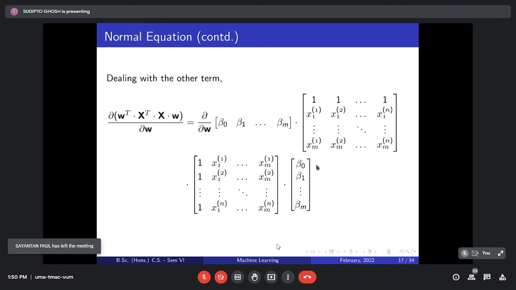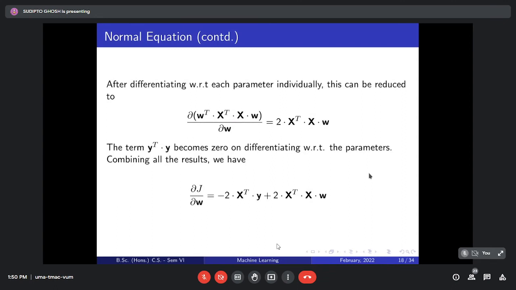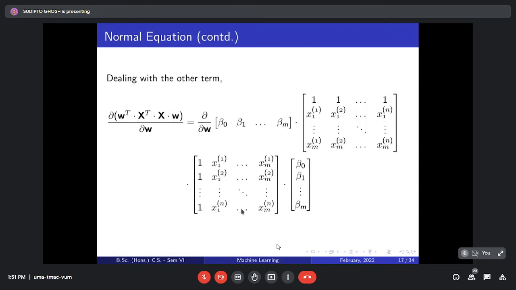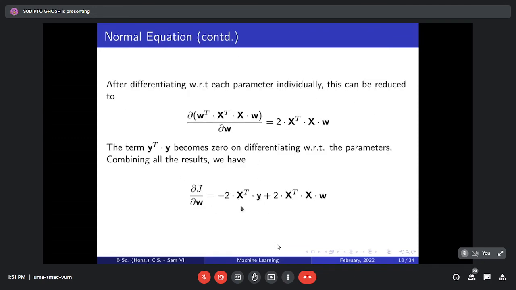Then there is another term for our partial derivative, and it is this one, w transpose x transpose x w. Now I am not simplifying it right now. I tried it on paper and it is really long, but the crux is that you will come up with a term 2 x transpose x w. So all in all, you will have minus 2 x transpose y, because there was a minus 2 term right here which we computed separately, and plus 2 x transpose x w. So this is the derivative of our cost function with respect to the parameters.